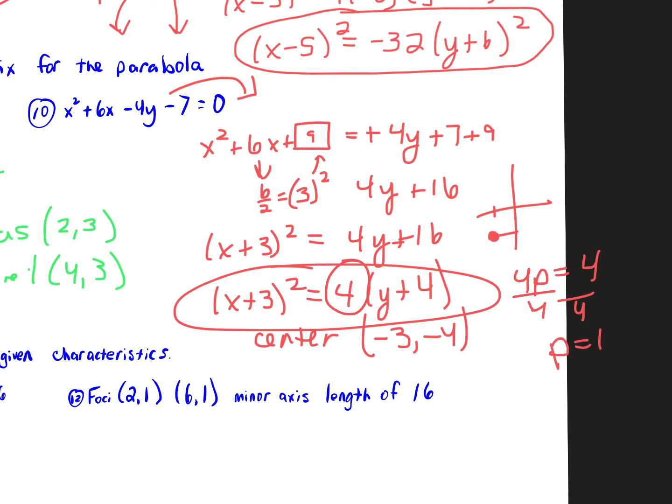So my vertex is right here at -3, -4. So my directrix is going to be 1 below it, and I'm sorry, it's a positive parabola, right? We open upwards. So my focus is 1 above, my directrix is 1 below.